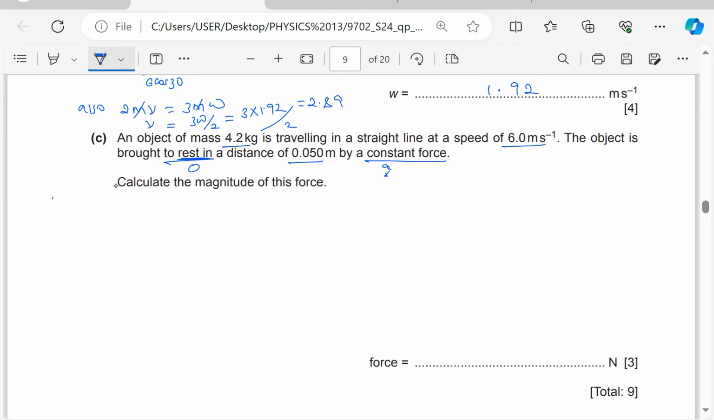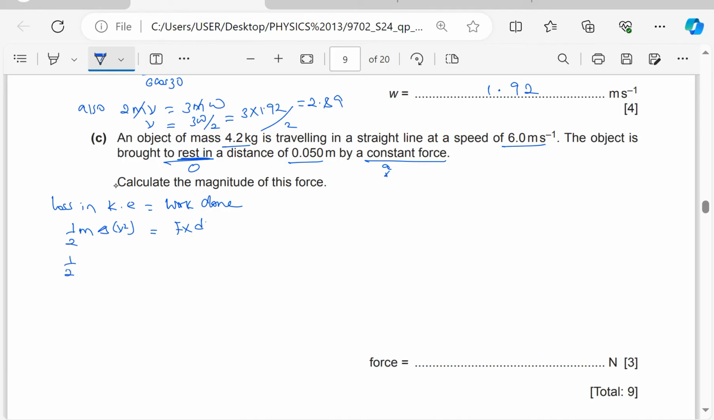So it means the loss in kinetic energy is going to be equal to the work done in bringing the object to rest. Remember, work done is equal to force times distance. Because I want the magnitude of the force, the loss in kinetic energy is equal to the work done in bringing the object to rest. So the loss in kinetic energy is going to be a half m times the change in v squared, which is equal to the force times the distance in the direction of the force.